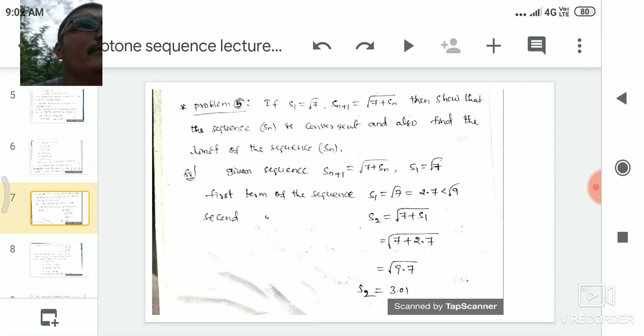So here first we have to prove whether the sequence is monotonic or not. For that we write the terms of the sequence. The first term of the sequence S1 is equal to root 7, which is less than root 9. Here we consider the approximate value of root 7 is 2.7, which is not the accurate value. Why? Because root 7 is always less than root 9, but we know that the value of root 9 is 3.